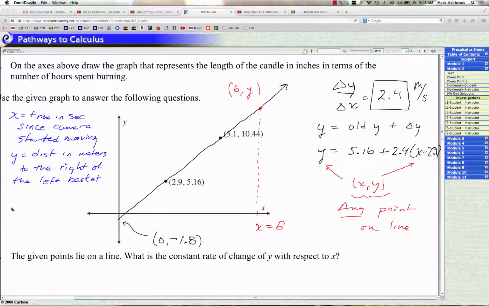Okay, and what is our formula for speed? Distance over time. So let's try this out here. So this ordered pair right here, is 2.9 a time? Is 5.16 a distance? Okay, same with this point, a time and a distance. So I want you to do distance over time for this point and this point. Do distance over time. Go. So find distance over time for each point and see what you get.